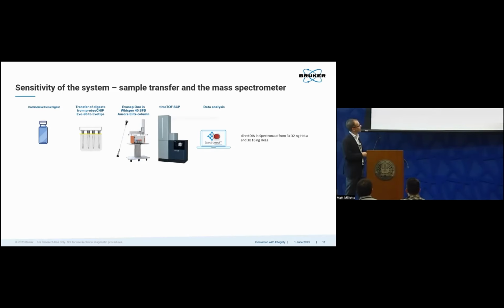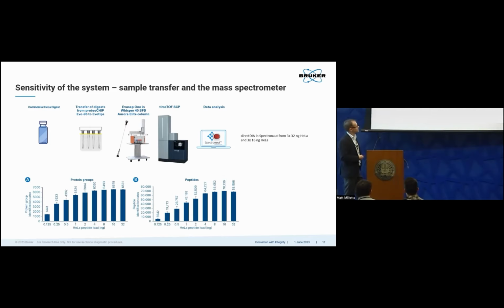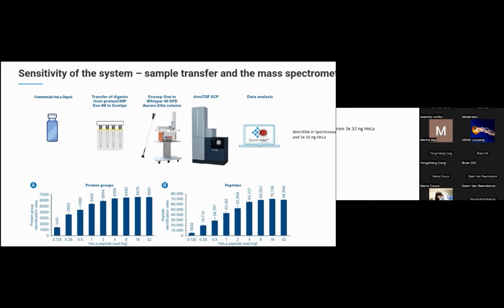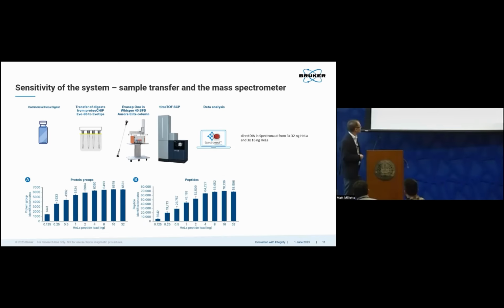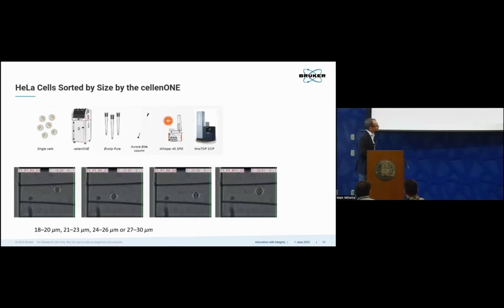To avoid the stuff that we want to avoid fragmenting. Okay, so I know I'm running out of time a little bit, but I just wanted to touch on where we are with the timsTOF SCP in terms of sensitivity and for single cell analysis. So just from a standard HeLa cell digest, we're talking about DIA-PASEF identifying, down to 250 picograms on column, about 3,600 protein groups and about 19,000 peptides.